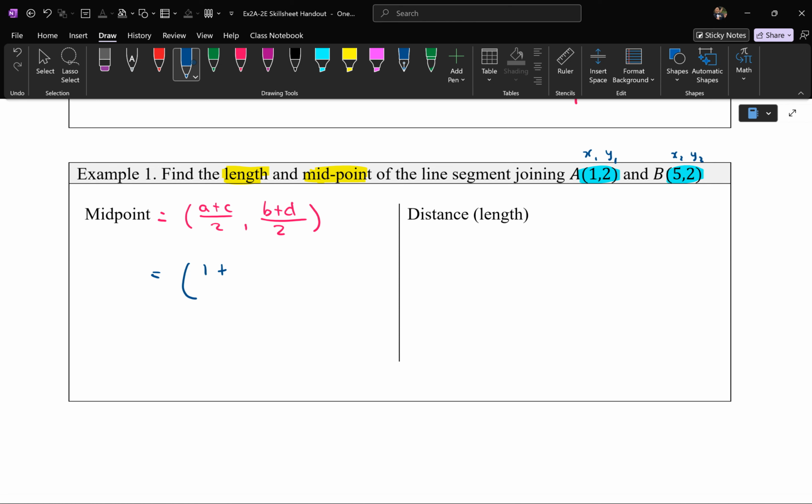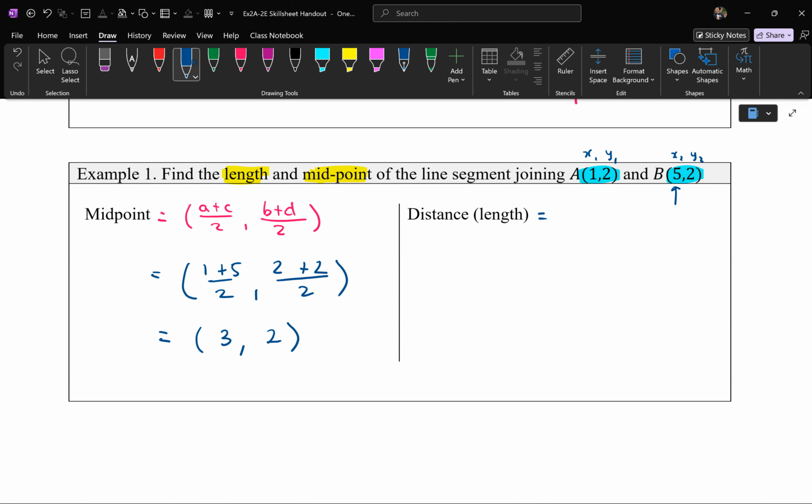5, very good. It's the second x coordinate, right? So plus 5 divided by 2. B is my first y coordinate, which is 2, plus my second y coordinate, which is 2 again, divided by 2. Let's go. 1 plus 5 is 6. 6 divided by 2, we know that's 3. And then 2 plus 2 is 4. 4 divided by 2 is 2. Okay? So far, so good? All right.